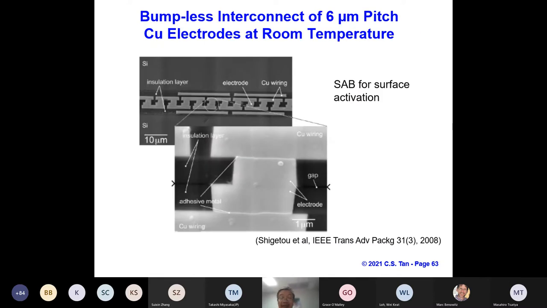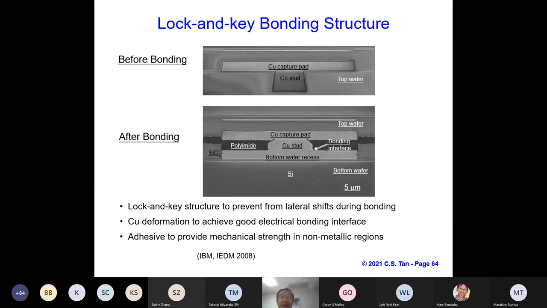This is the SAB approach that I talked about, the 6-micron pitch daisy chain that I presented in one of the earlier slides. This is based on surface activated bonding. This is from IBM, whereby they are talking about what we call lock and key structures. One of the issues during bonding is that you suffer from misalignment when you handle the wafer. So this structure essentially allows you to lock the bonding structure in a polyimide structure such that the alignment does not degrade any further when you do the bonding. I would think that this is a hybrid between copper and polyimide.